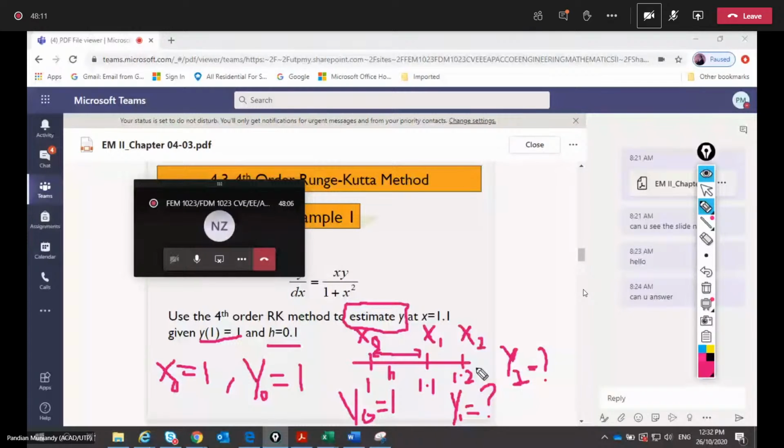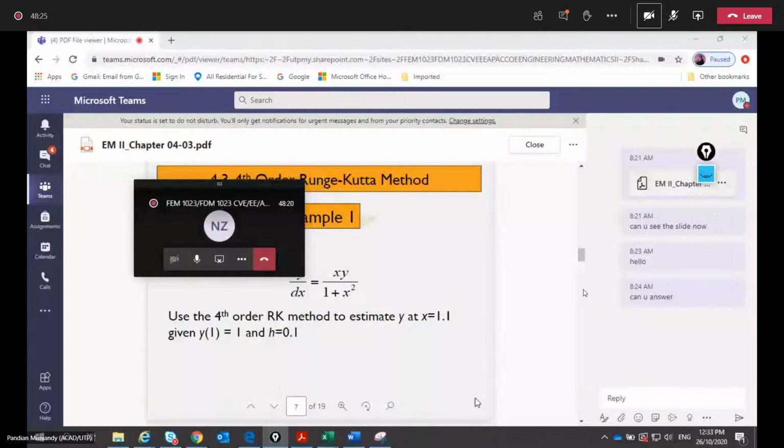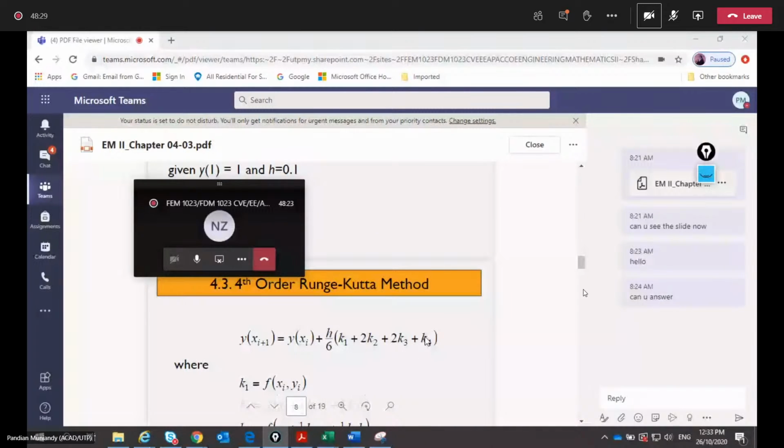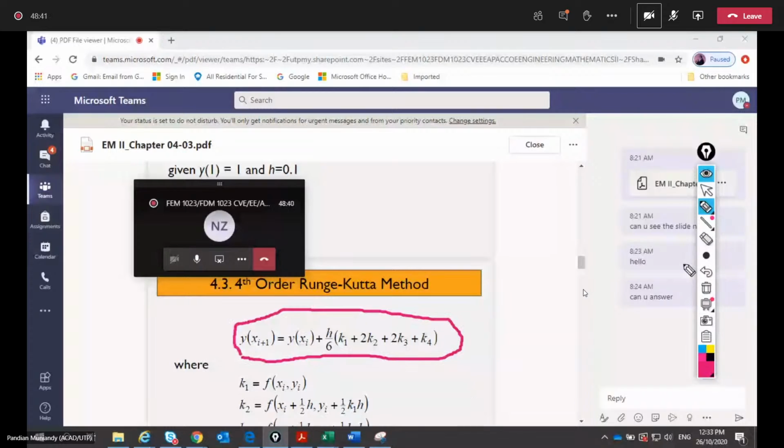But now we have to find y1 first. So many issues will arise while you are doing this. Let us see now the calculation. The formula is clear. You must use this formula, so keep on writing it so that you don't forget it. The formula is there already.